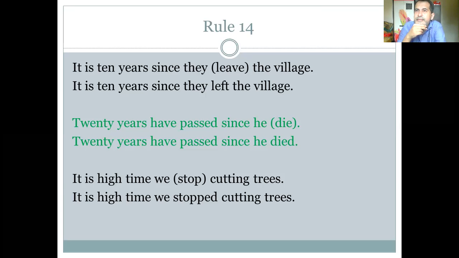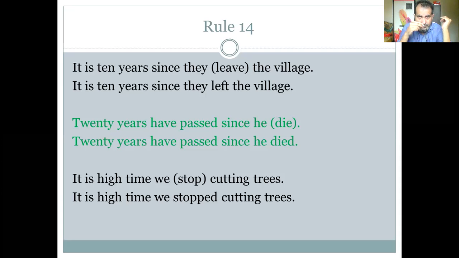Suppose today it is 2020, so they left the village in 2010. This is what the sentence means. So in that case, it is 10 years since. Since is the clue word, the linker. Then, without any further confusion, you can use the past tense. It is 10 years since they left the village.